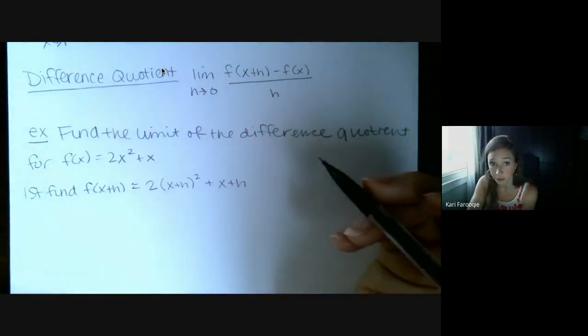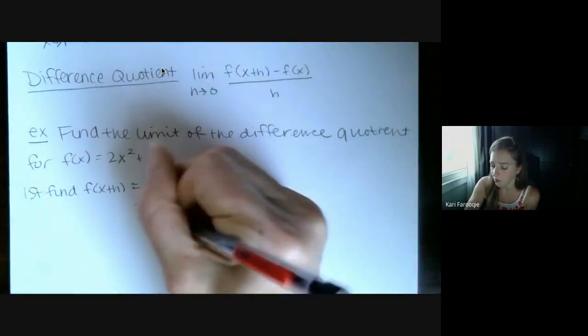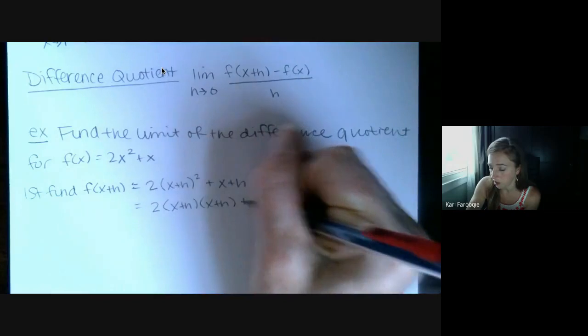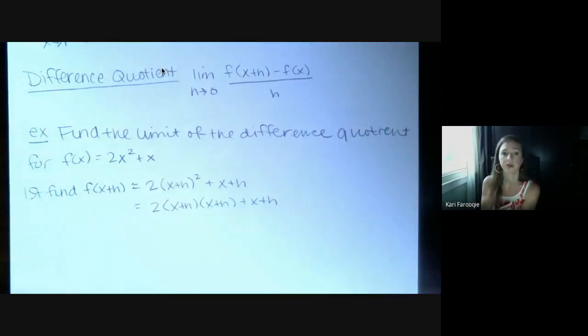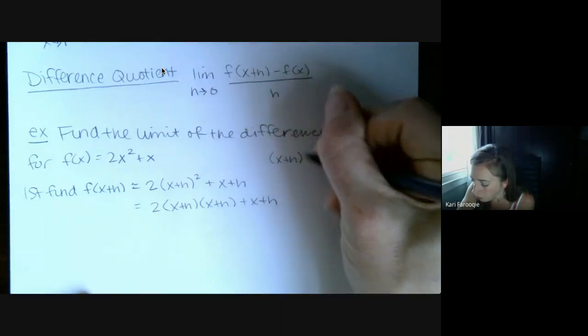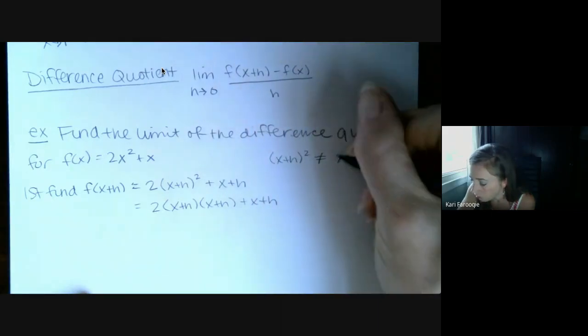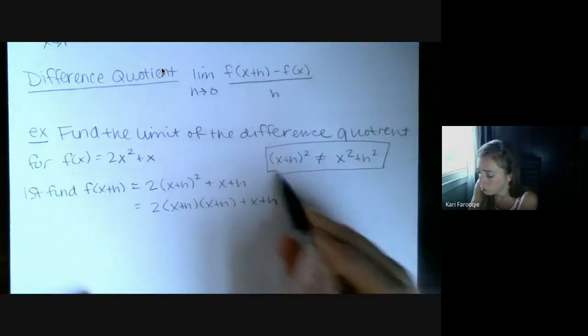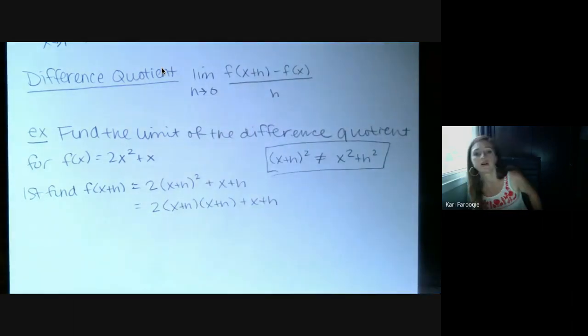And then we're going to simplify that because we're going to have to subtract off f of x. So to simplify, I'm going to square x plus h by multiplying it by itself. Remember that x plus h quantity squared does not equal x squared plus h squared. Very common algebra mistake. Don't do it. You cannot just distribute the exponents to each term. You have to actually FOIL it out.